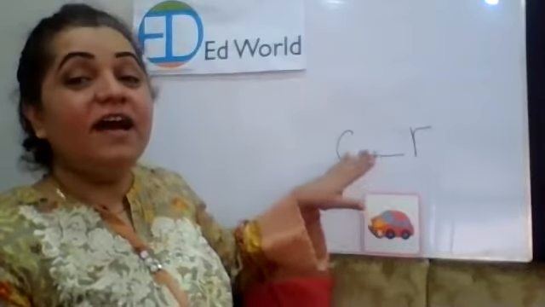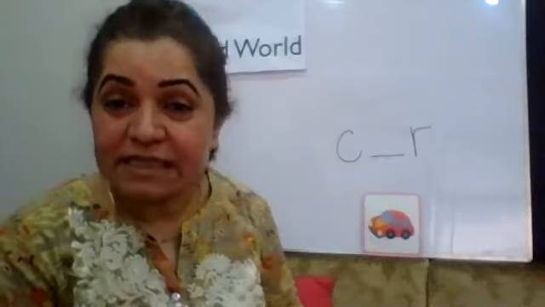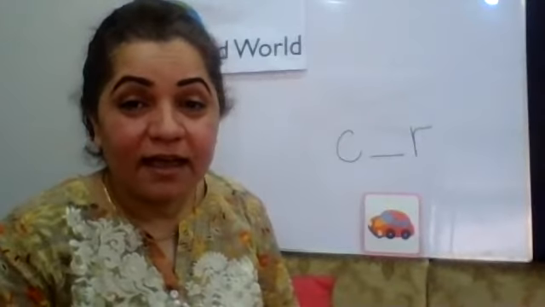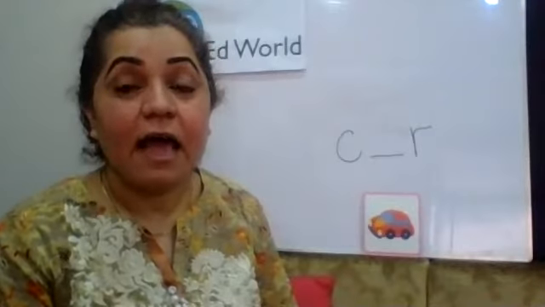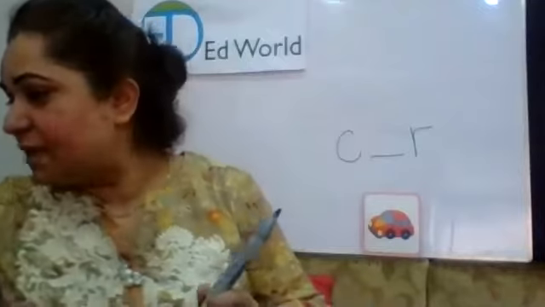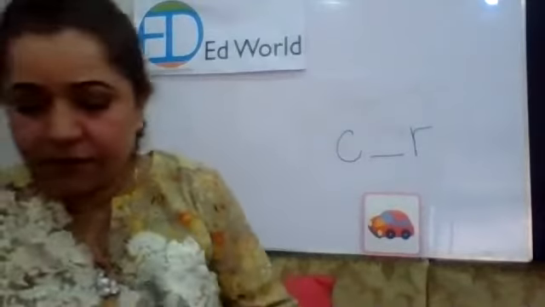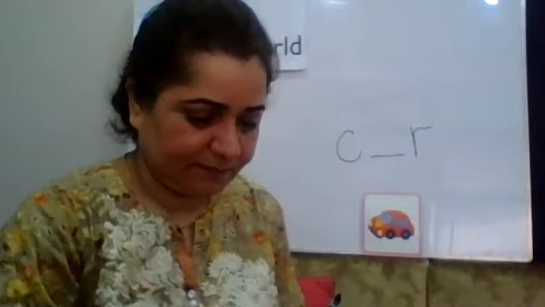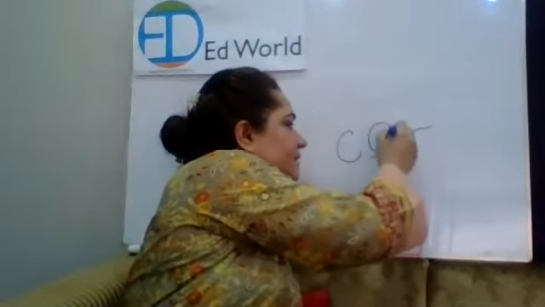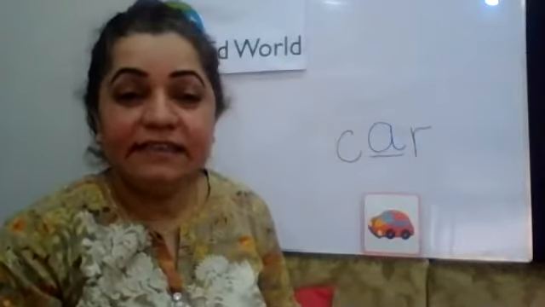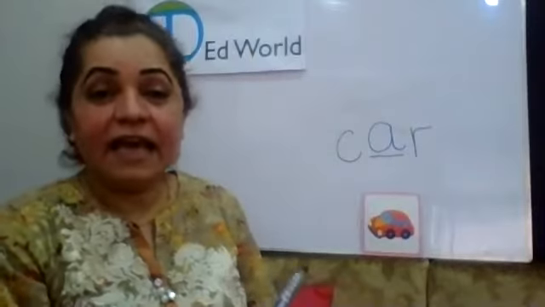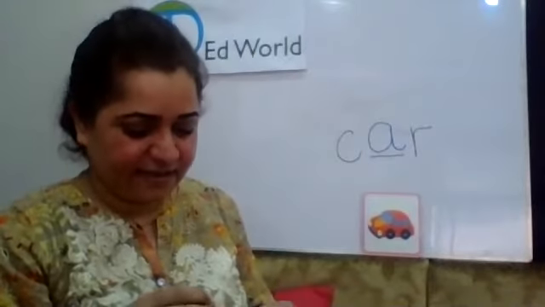Car, car. What is the sound missing? R. And what is the alphabet? Apple. Yes, A is missing over here. So I'm just going to take another color to write A. Yay. See? C, A, R, car. C, A, R, car.